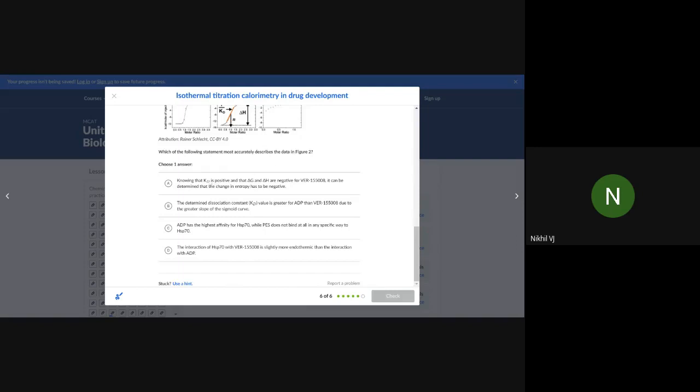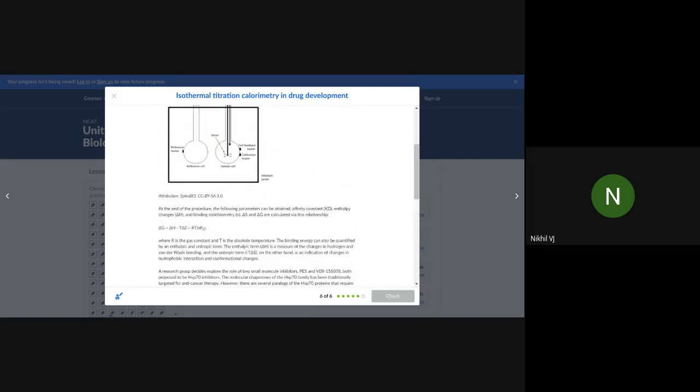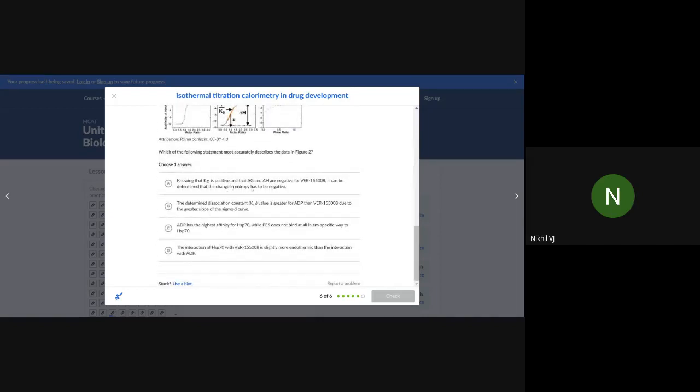So if we know that KD is positive and that delta G and delta H are negative, it doesn't mean that the change in entropy has to be negative, because delta G equals delta H minus T delta S. So if both of these are negative, then this part here can be either negative or positive, depending on how large the delta H is and how large the delta S is. So we know the change in entropy doesn't have to be negative.